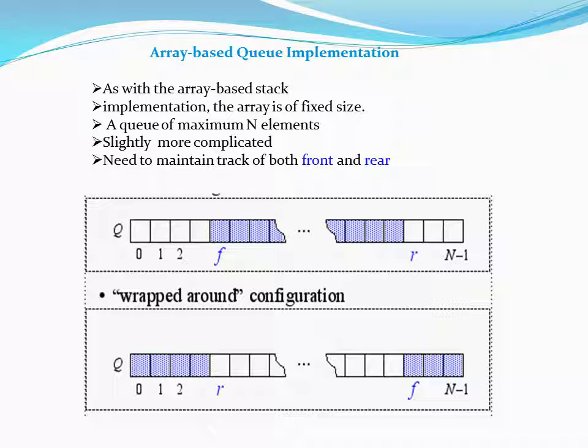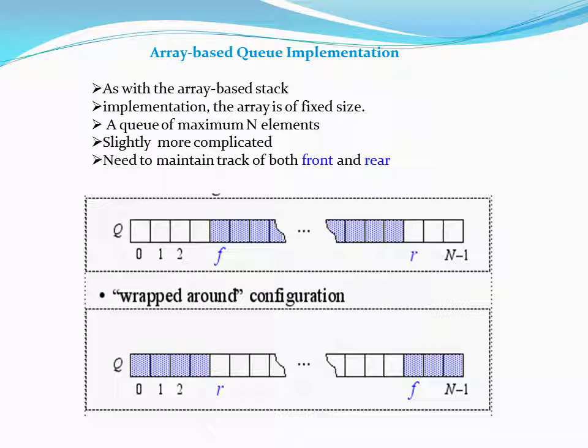Then we need to go to the next slide. As we had discussed, queues are also implemented by using arrays, so we need to specify the array size first. As with array-based stack implementation, the array is of fixed size, a queue of maximum n elements, slightly more complicated to maintain. Why? Because we have 2 pointers we need to maintain, the front end and the rear end.